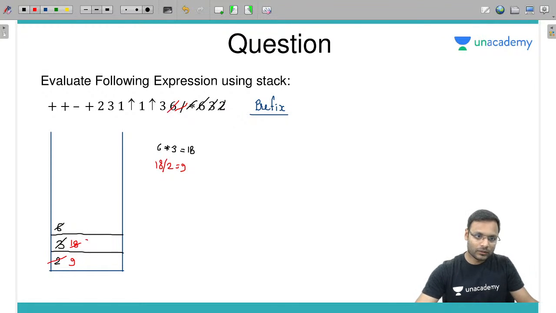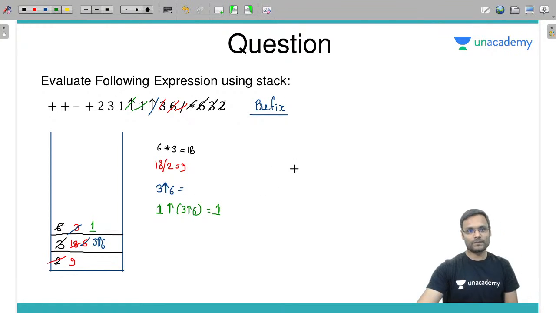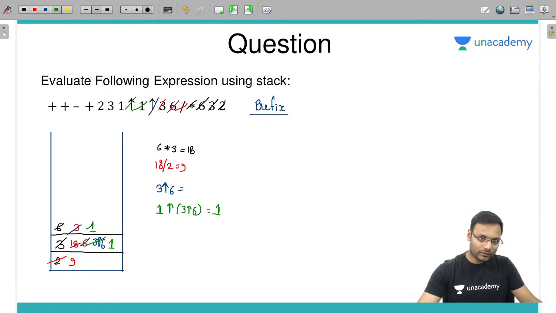Next 6. Push. 3. Push. Operator, power. 3 to the power 6. 3 gone, 6 gone, 3 to the power 6 here. I don't know how much it is, too much. Then 1. Push. Then exponent. 1 to the power 3 to the power 6, answer is 1. So 1 gone, 3 to the power 6 gone, 1 to the power 3 to the power 6 is 1.